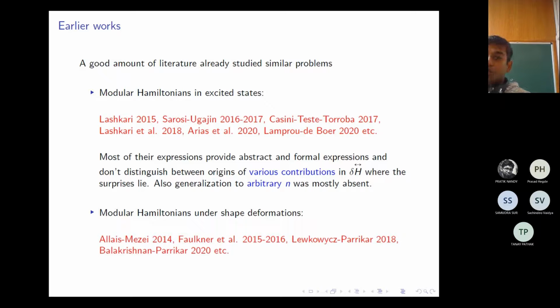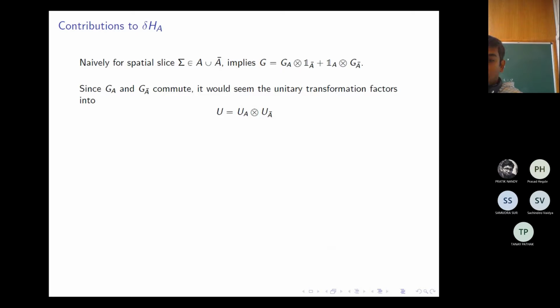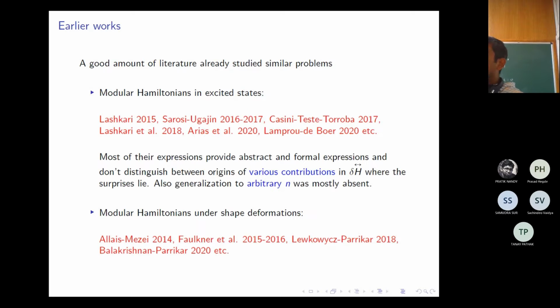And in fact, people also talked about modular Hamiltonians under shape deformation. What they had in mind in these papers is that you have some subregion and you deform the subregion a little bit. So what is the corresponding change in the modular Hamiltonian? Actually, there is one paper, this paper by Faulkner et al. Well, they had a series of papers. So it's one of the papers where they actually found a result which is very similar to what we have. Okay, so any questions so far?